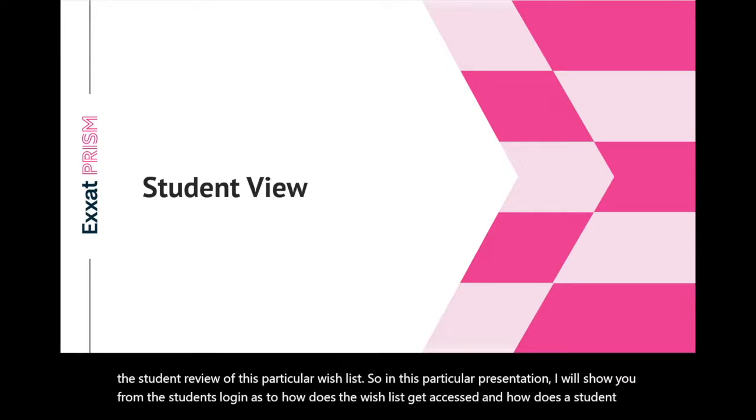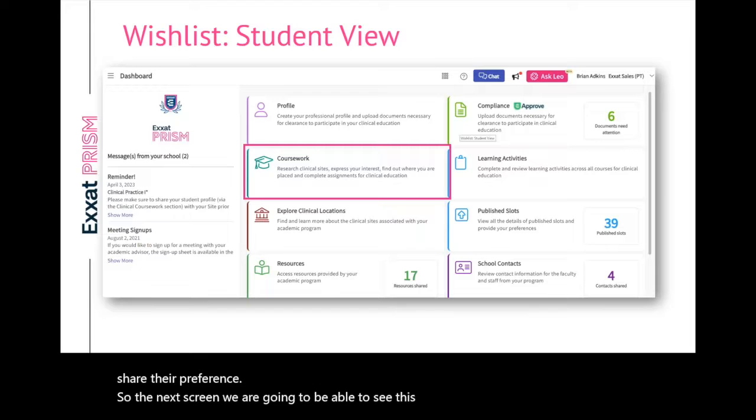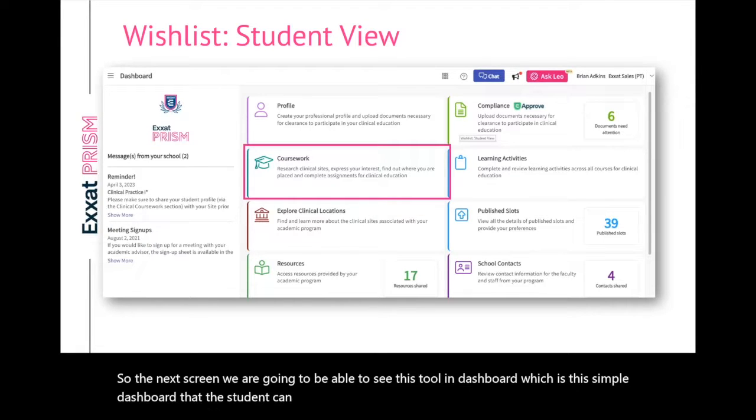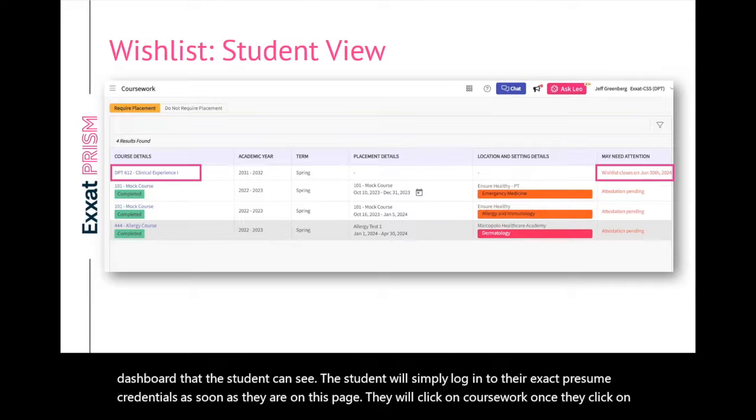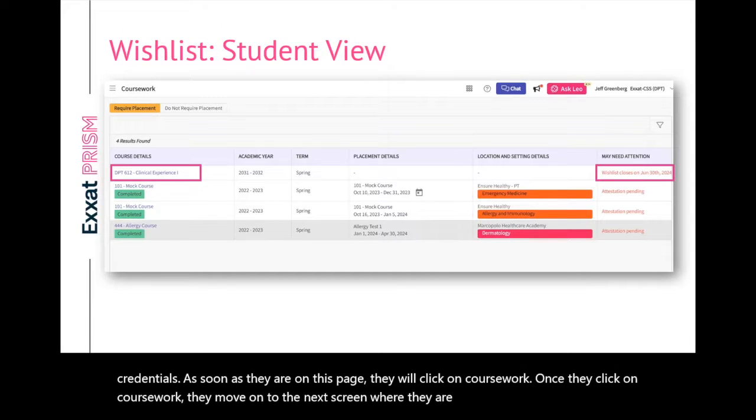So the next screen, we're going to be able to see the student dashboard, which is this simple dashboard that the student can see. The student will simply log in to their Exxat Prism credentials. As soon as they're on this page, they will click on coursework. Once they click on coursework, they move on to the next screen where they're able to see all the courses where they're currently registered.